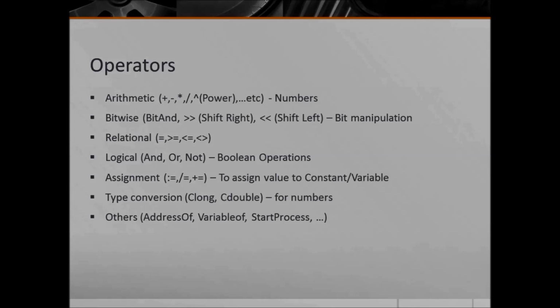Operators. We have various operators available in the system. For more information about operators and control constructions in the previous slides, please do look through our help. We have for operators, a brief introduction. We have arithmetic operators for operating on the numbers, featuring plus, minus, multiply, or even power. We have bitwise manipulation operators, featuring bit and, shift left, shift right, etc. We have relational operators that are used for conditions, logical operators for Boolean operations, assignment operators to assign a value to a constant or variable, and type conversion operators like CLong, CDouble for number conversion from double to long, long to double, etc. And other operators include address of, variable of, for getting a reference to the variable, or an address of variable, and variable of to get the variable of the reference. Also start process, end process, etc.